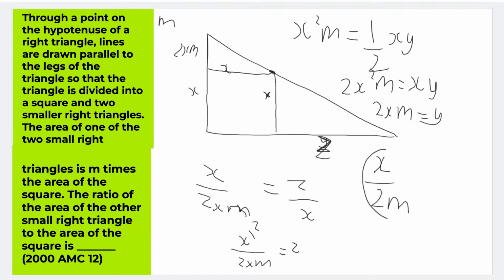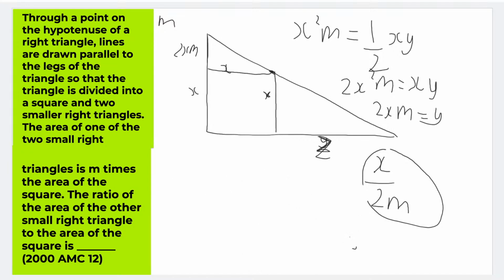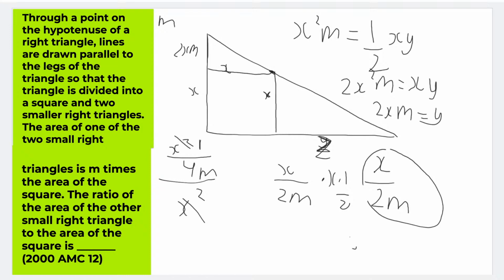But now we only have to find this in terms of m. So now it's just simple computation. So we have to find the ratio of this triangle to the area of the square. So we know the area of the square, it's x squared. So if the base of this is x over 2m and the height is x, we just go x over 2m times x times 1 over 2, which is simply x squared over 4m. In this problem, we see that the x squares cancel out, and we just have 1 over 4m left, and that is the answer.